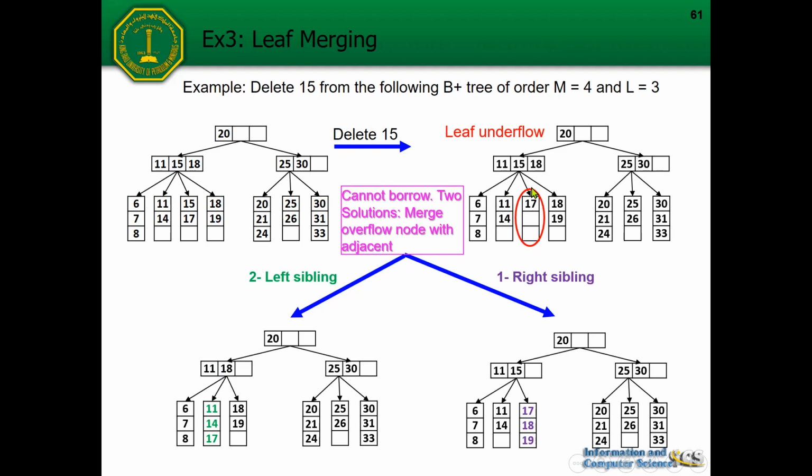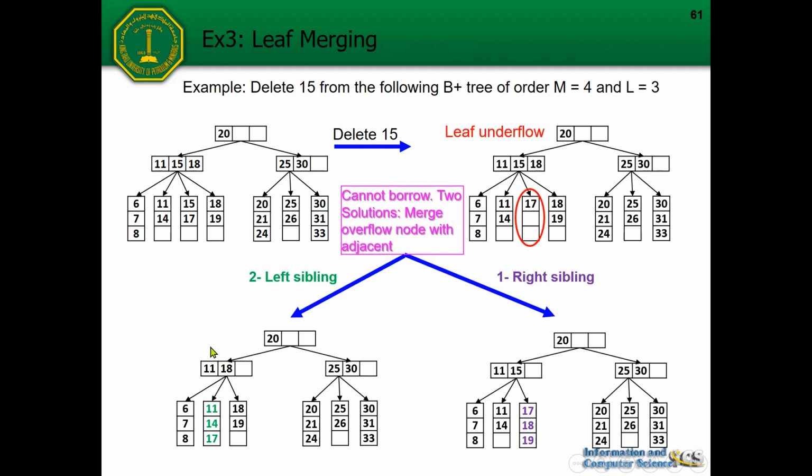But when we combine this node with the underflow node and the left sibling, it means that we are removing this node. This node is still here, that's why we cannot remove the 18. We remove the 15 because 18 is used to point to this node, that's why 18 still points to this node. So this is a valid delete operation.